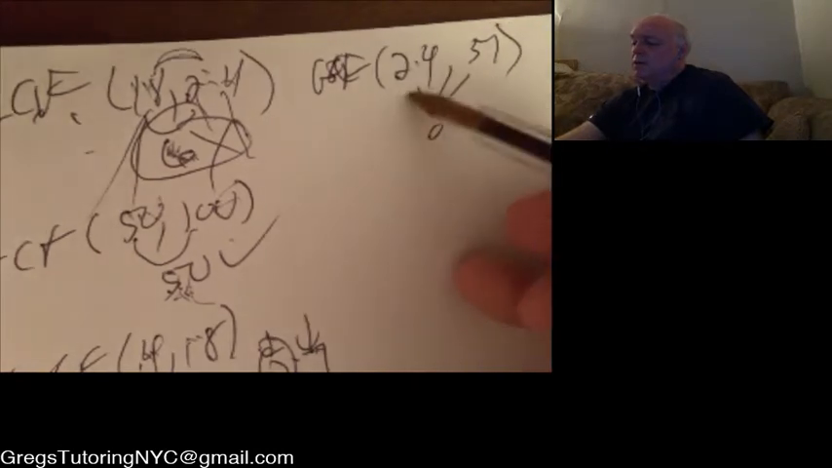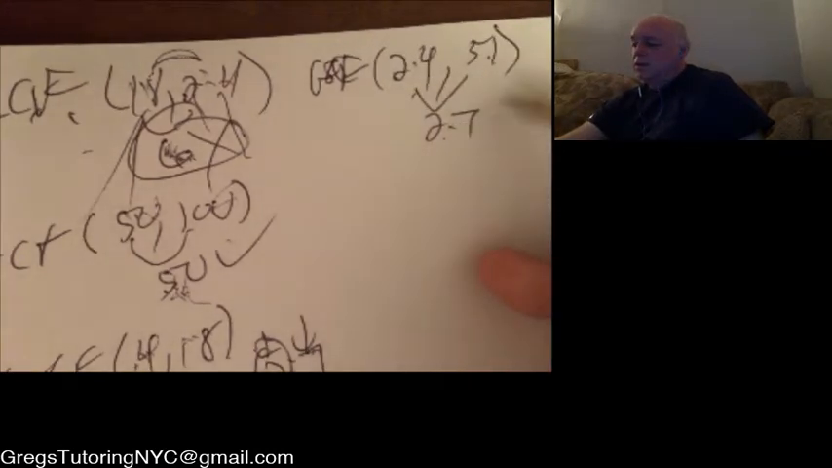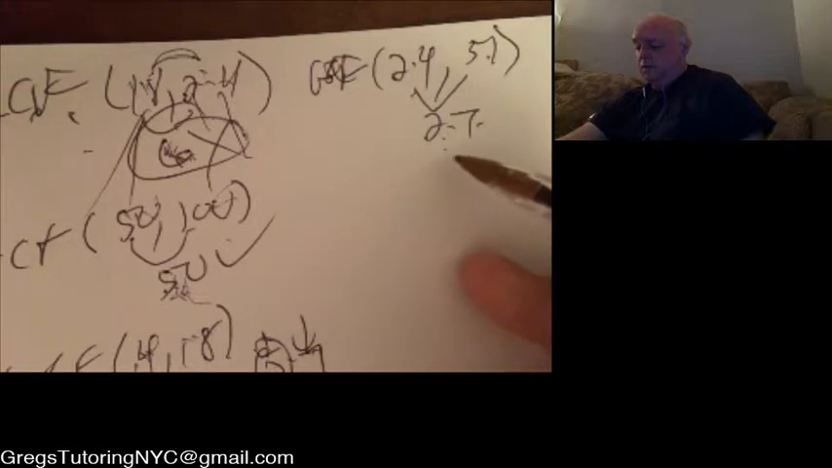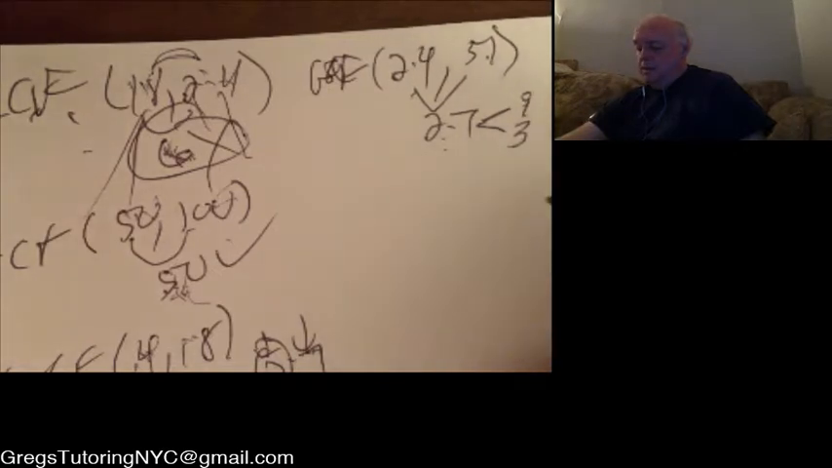Can 27 go into 24? No. Can 27 go into 51? No, because twice would be 54. So what we're going to do is get the 2 top-level factors of this, 9 and 3. Okay? Does 9 go into 24? No. Does 9 go into 51? No. So we're not going to do that.